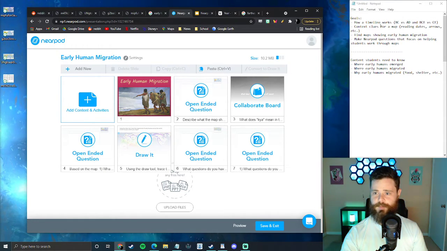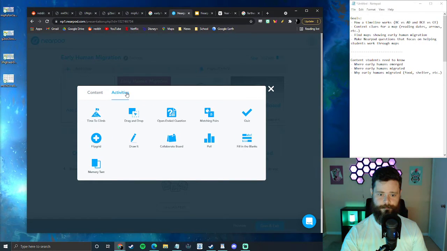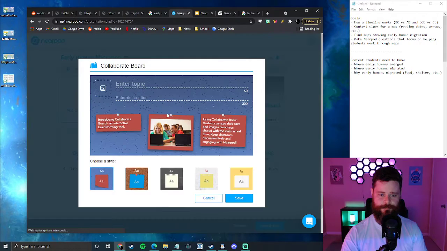Okay, so context clues for a map, reading dates, arrows. I think we pretty much went over that. How a timeline works. That's going to be a good one.